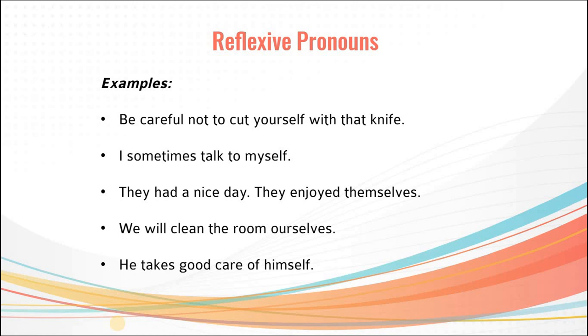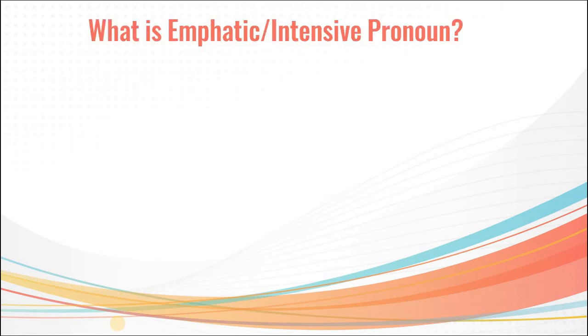We will clean the room ourselves. Who will clean the room? We. Ourselves. We on our own. Nobody else will do this for us. We ourselves will do the action. He takes good care of himself. Who takes good care? He. Whom does he take care of? Himself. He takes care of himself. He does the action and he is affected by the action himself. So this is called a reflexive pronoun that refers back to the subject of a sentence.